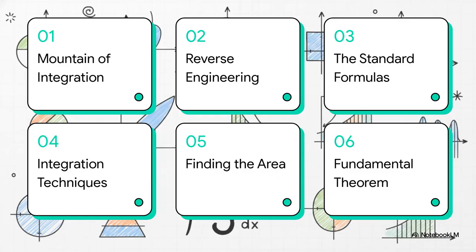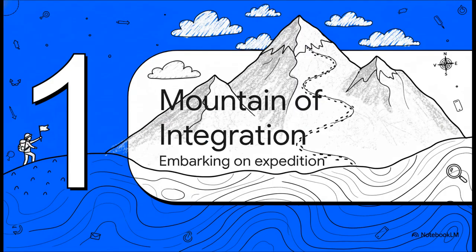So here's our mental roadmap for the ascent today. We've got 6 parts. First, the mountain of integration. Second, reverse engineering the derivative. Third, the standard formulas. Then, techniques of integration, finding the area, and finally, the fundamental theorem. All right, kicking things off with Part 1, the mountain of integration, embarking on our mathematical expedition.